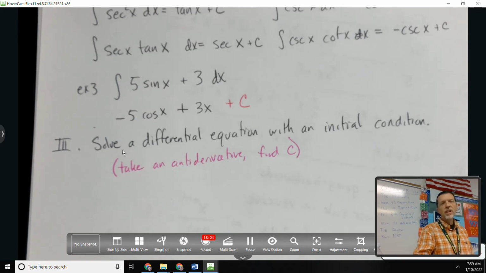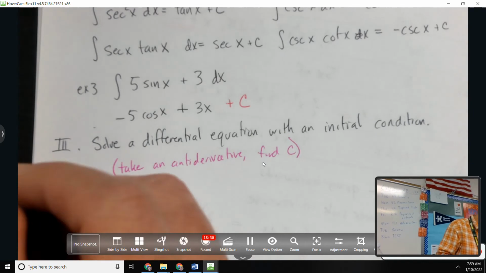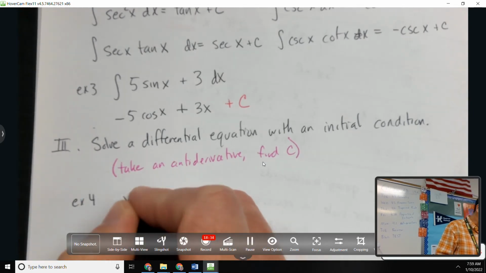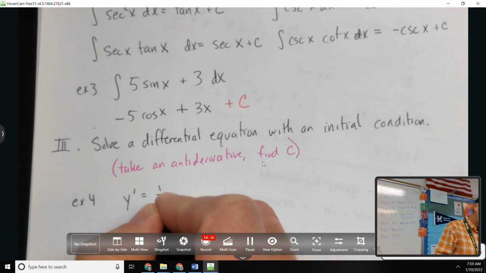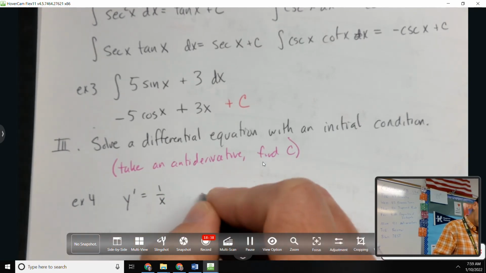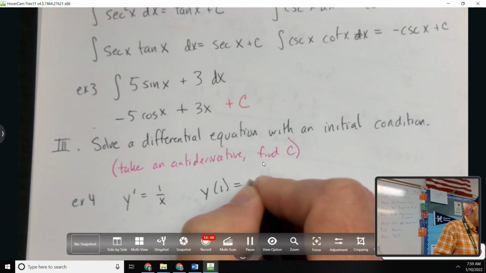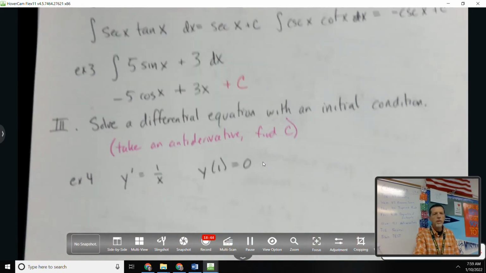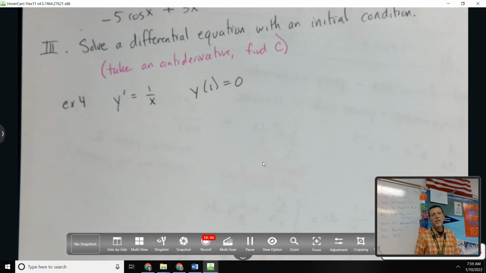Solve a differential equation with an initial condition. That initial condition will help us find c. It's new words, but it's really not that big a deal. Let's do one. Let's say y prime equals 1 over x and y of 1 equals 0.